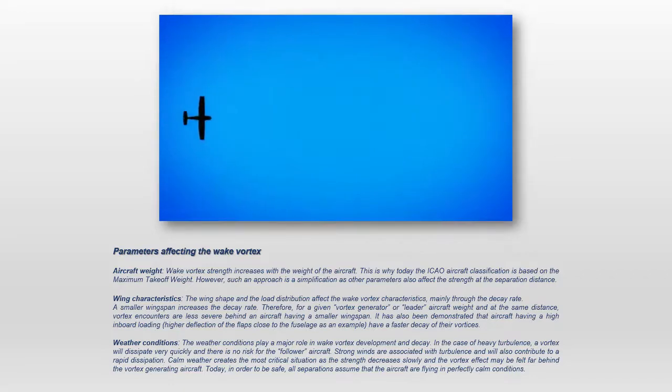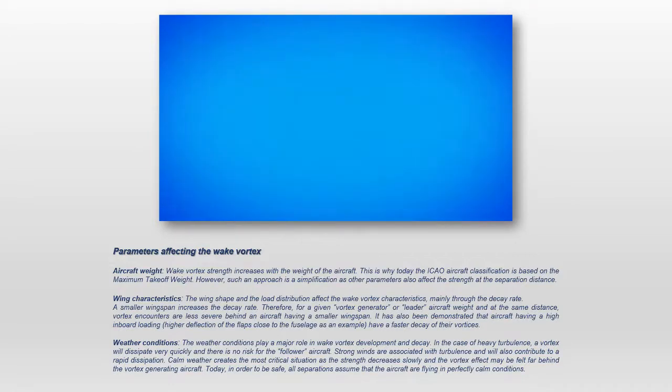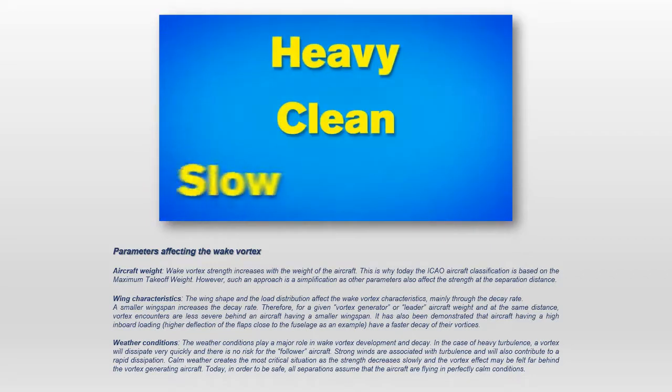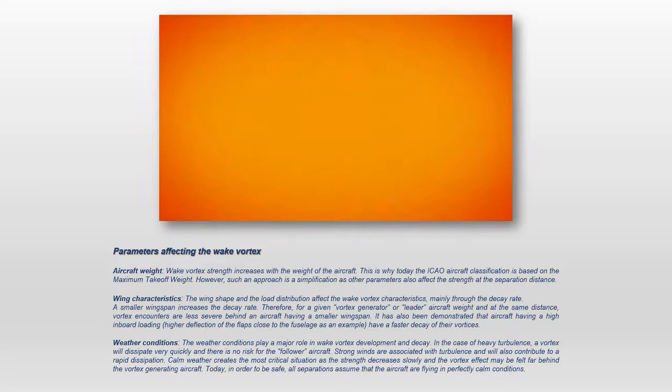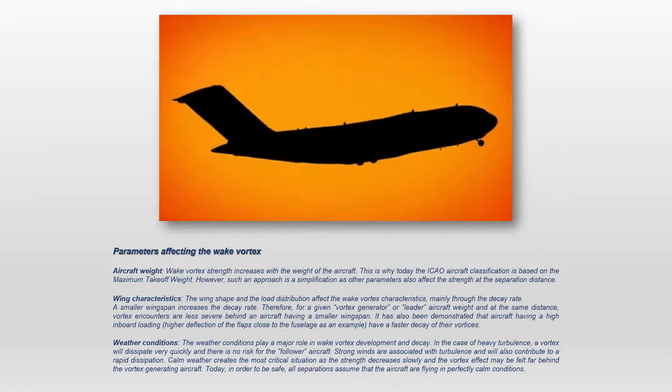Although all airplanes create wingtip vortices, the larger the airplane, the larger the vortex, and therefore, the larger effect it will have on your airplane. Wingtip vortices are the strongest when the airplane is heavy, clean, and slow. This means the airplane is close to its maximum gross weight, is not using high lift devices like flaps, and is traveling at a slow speed.